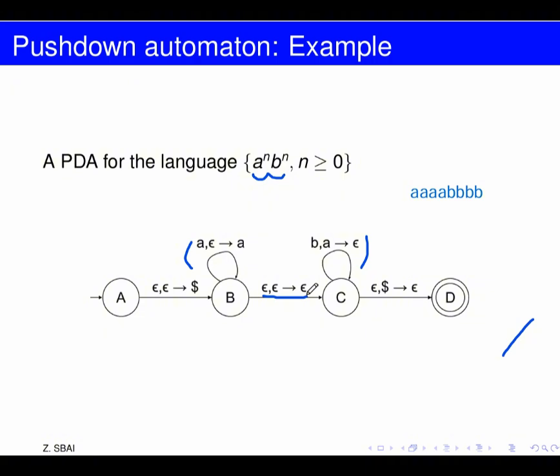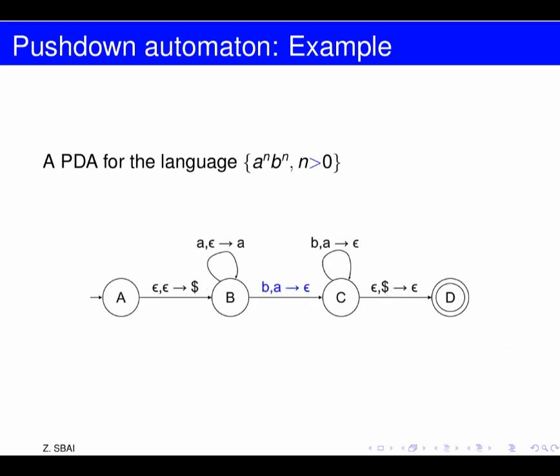So we will accept the empty string, since we will go from A to B with just pushing the dollar sign, and then we will go from B to C without doing anything, and then from C to D we will have already the dollar sign on top of the stack. So this transition also will fire, and epsilon will be accepted.